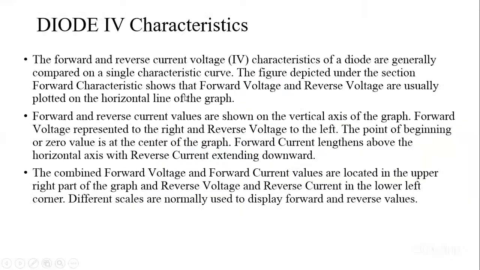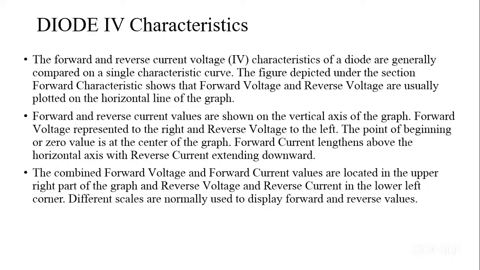So the diode characteristics curve. The diode characteristics curve is a plot of current against voltage. A plot of current against voltage. Here, the forward and reverse current voltage characteristics of the diode are generally compared on a single characteristic curve. The figure, that is the previous figure, depicts this.